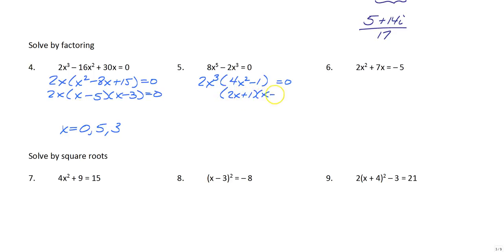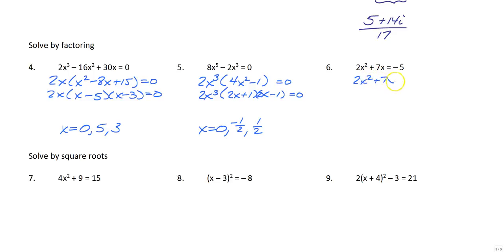2x plus 1 and 2x minus 1. Of course, our 2x cubed out front. Now that we are completely factored again, set everything equal to 0. So if we set that equal to 0, we get 0. And subtract 1 divided by 2, we get a -1/2. Add 1 divided by 2, we get a positive 1/2. And we're done. Now the last one has a little trick that you have to remember.